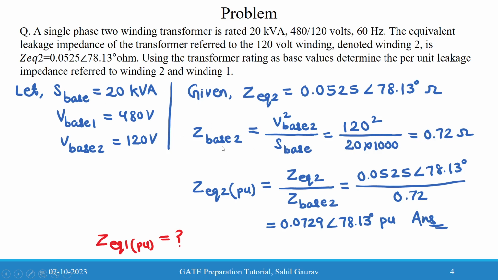Now let us see one example based on this single phase system. In this problem, it is given that a single phase two winding transformer is rated 20 kVA, 480/120 volts, 60 Hz. The equivalent leakage impedance of the transformer referred to the 120 volt winding, denoted winding 2, is Z equivalent 2 equal to 0.0525 at the angle of 78.13 degree ohm. Using the transformer rating as base values, determine the per unit leakage impedance referred to winding 2 and winding 1. So how will we approach this problem?